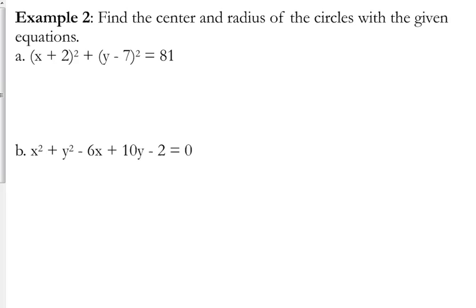Okay, so the first one there is in standard form. (x + 2)^2 + (y - 7)^2 = 81. That's in standard form, so we just need to pick out the pieces. The center is at negative 2. You change the signs when you take it out. Negative 2, positive 7 is our center. And you have to take the square root of the other side to figure out what the radius is. So the radius here is 9.